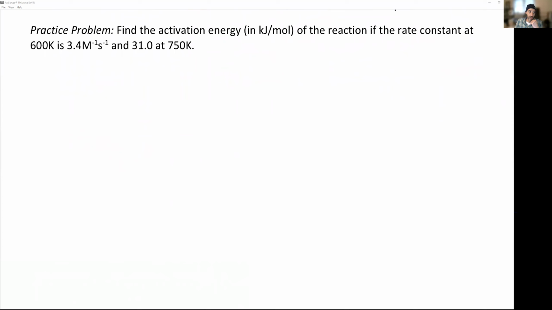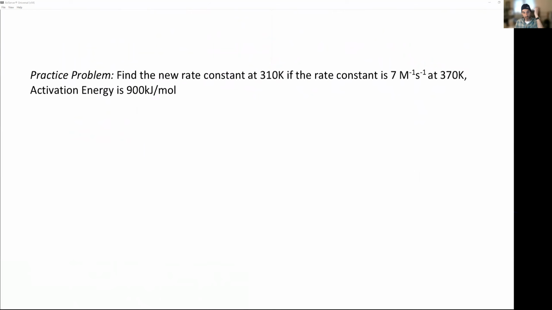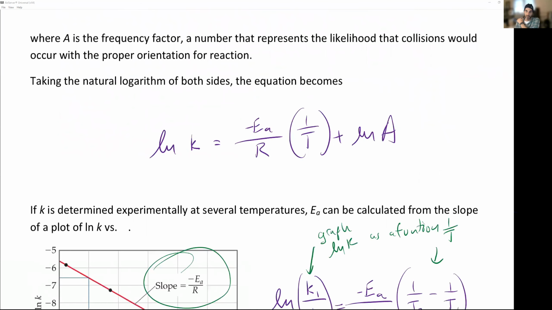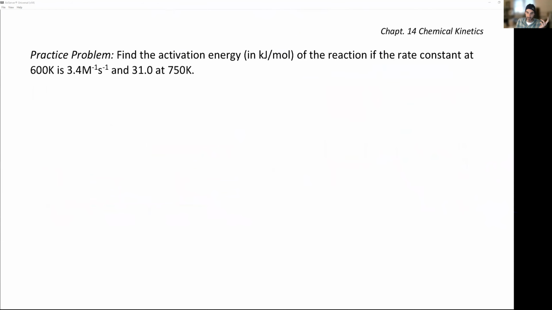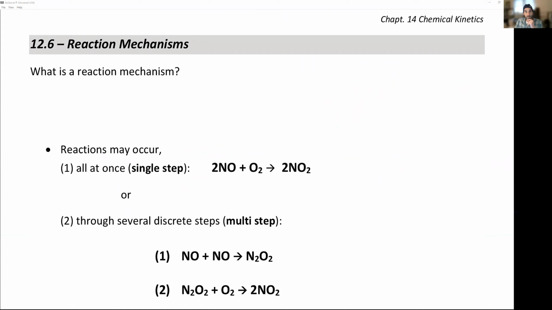And we can also do it with two different values. So, find the activation energy if the rate constant at 600 K is 3.4 molarity per second and 31 at 750 K. So let's solve this problem and determine the activation energy. And in fact, we have another one. So we're going to use the Arrhenius equation to solve that. Again, this is the equation that you should be focusing on, one that you should understand. This equates activation energy to k and such and such, okay? There's a bunch of problems to do, and we're going to move on to reaction mechanisms next.